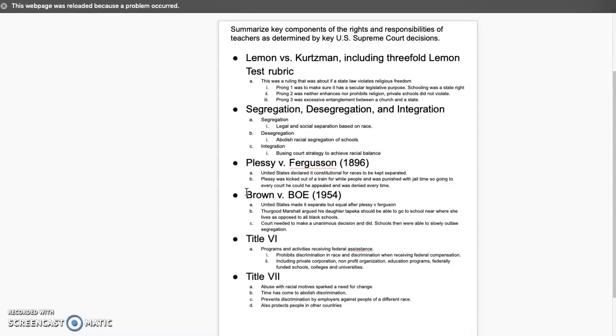Brown versus Board of Education is written down here. The United States made it separate but equal after Plessy versus Ferguson. Thurgood Marshall argued for his daughter in Topeka, and the court made a unanimous decision.